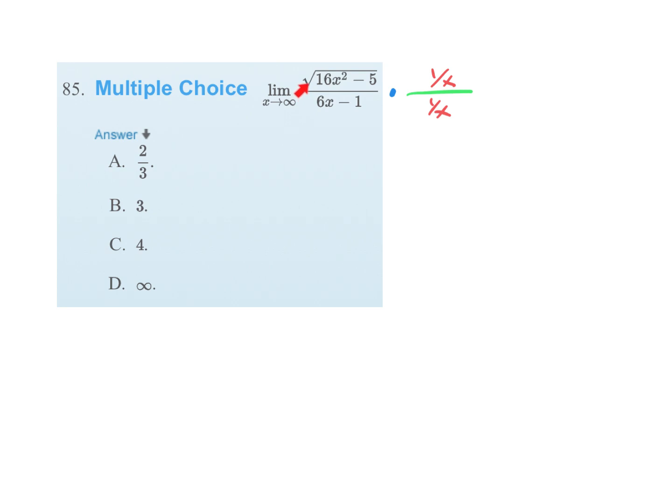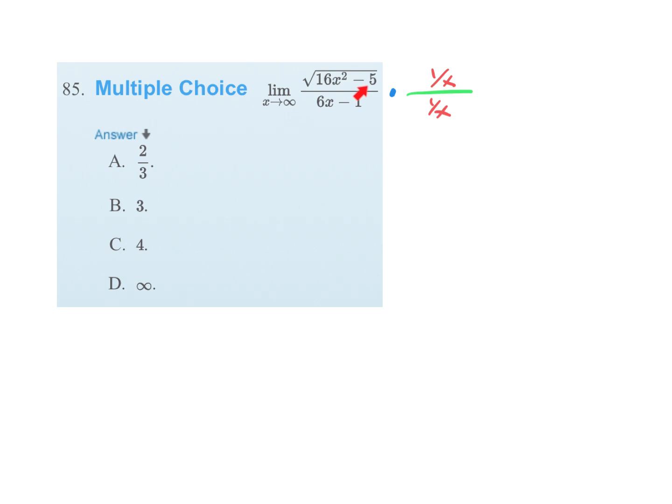We currently have an infinity over infinity indeterminate form. If we multiply by 1 over x on the top and the bottom, look at what happens to the denominator. 6x will become 6 minus, this will become 1 over x. And as x approaches infinity, 6 minus 1 over x will approach 6 minus 0, or just 6. So that's the first step.